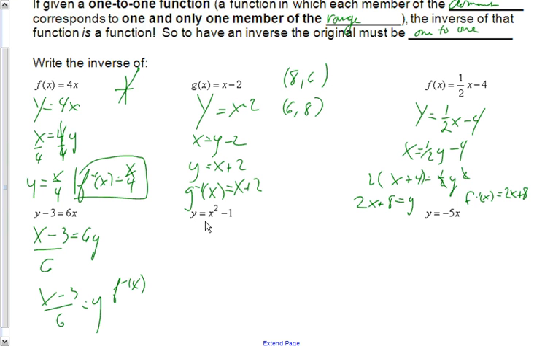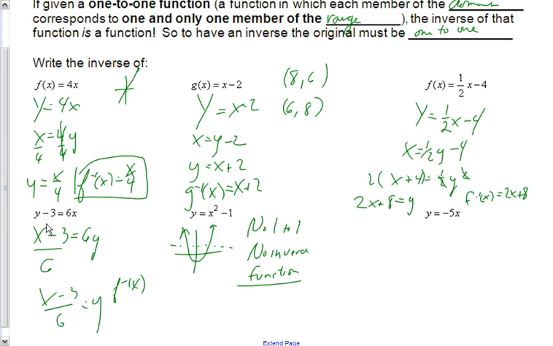Okay. If I take a look at y equals x squared, it's not a line, but a parabola. If I look at it, it's a parabola shifted 1 unit down. Is this 1-to-1? No, it's not. This is not 1-to-1. So there is no inverse function. Okay. No inverse function.